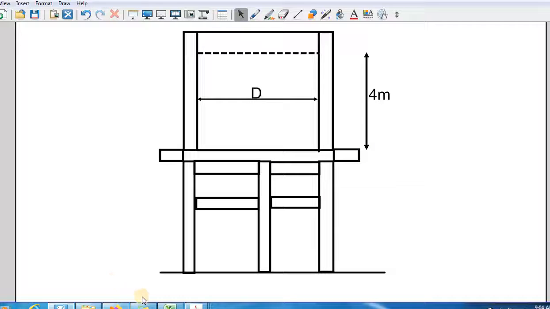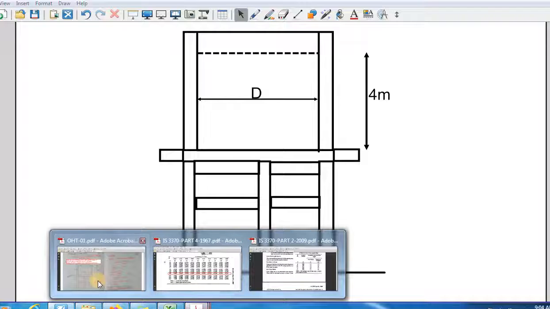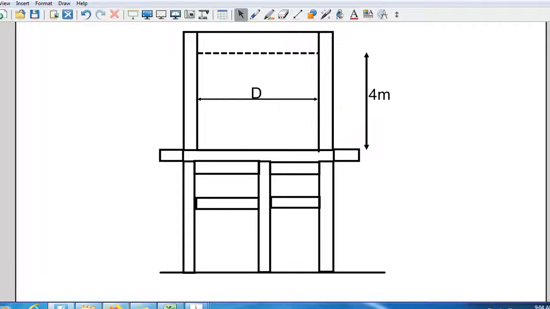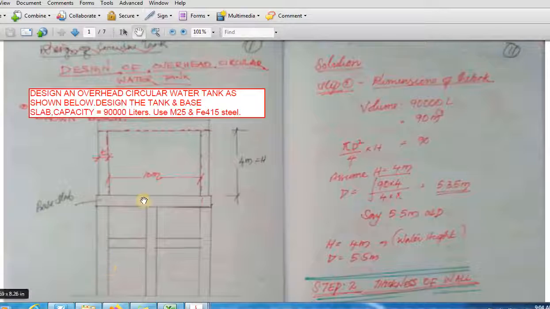Okay, so coming to the problem, let us read out the problem. Design an overhead water tank as shown below. Yeah, this is the one. So I have shown you a clear picture. Design the tank and the base. Tank means tank walls, and the base, the base slab.